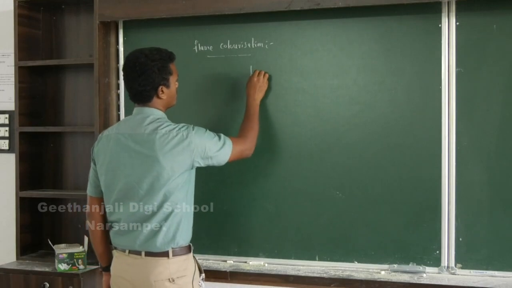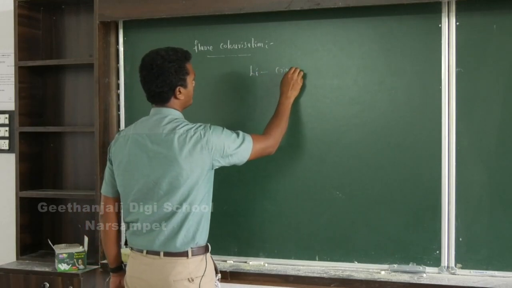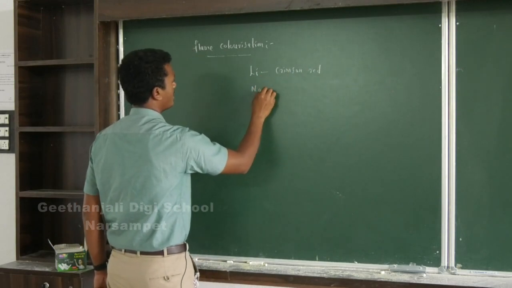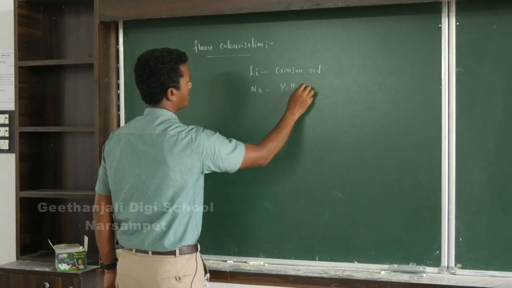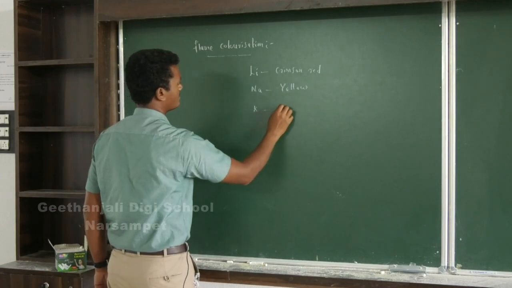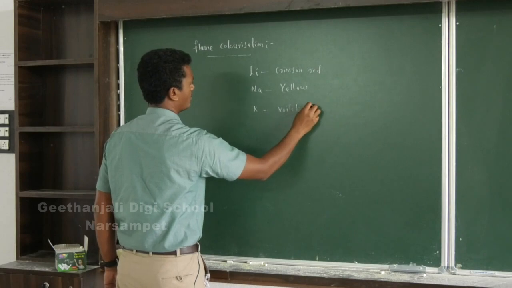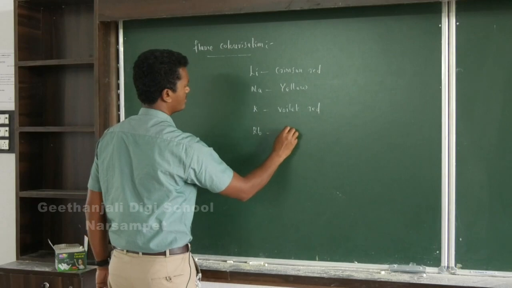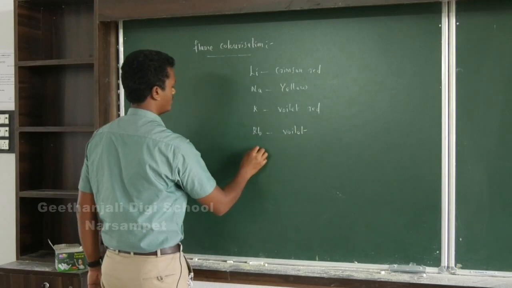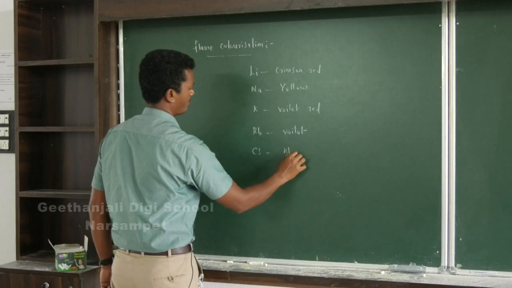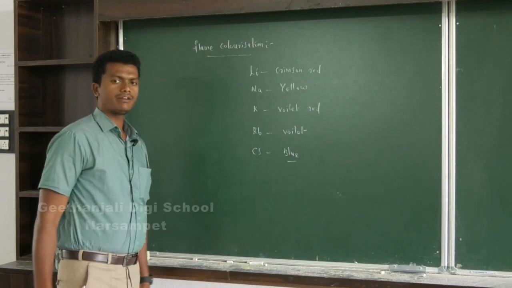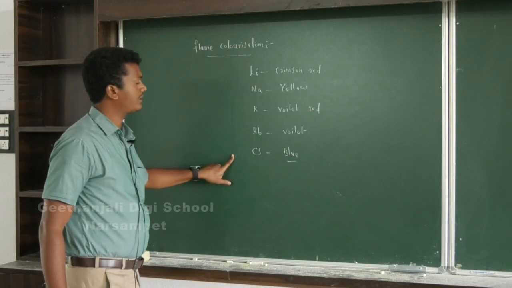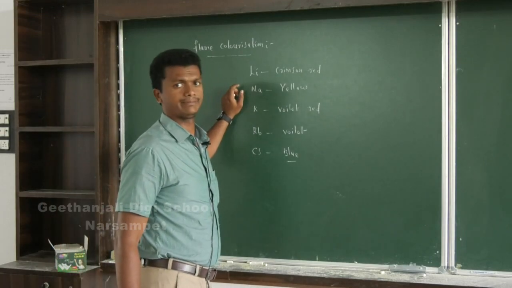Lithium gives crimson red color, sodium gives yellow color, potassium gives violet red, rubidium gives violet, cesium gives blue. What is the phenomenon involved in giving this characteristic color when they are heated in a Bunsen burner?